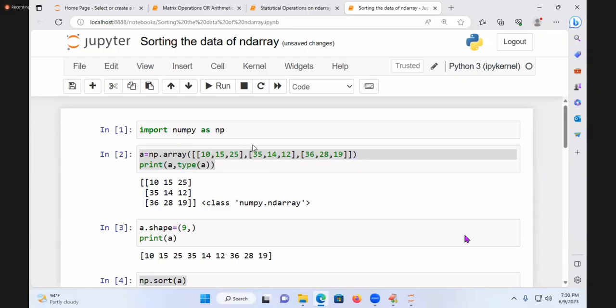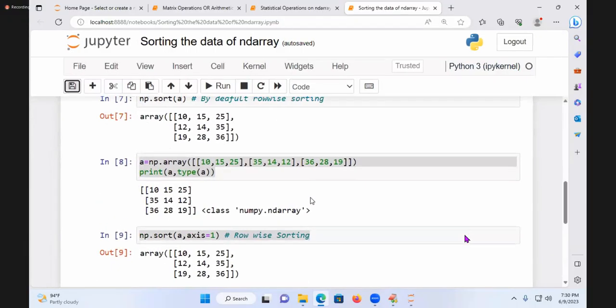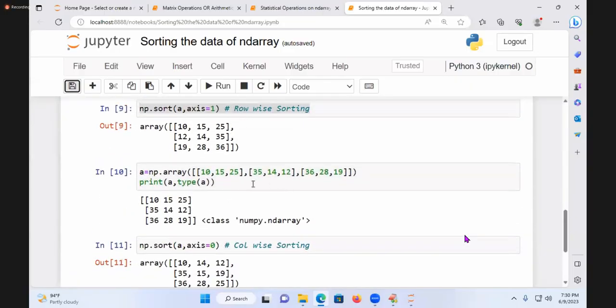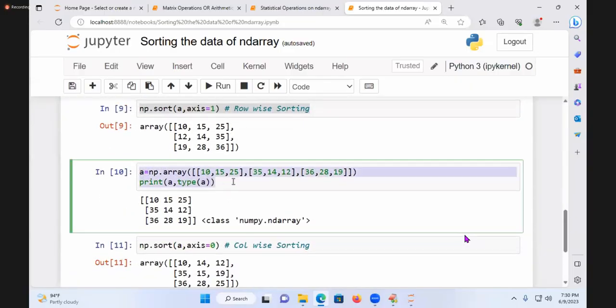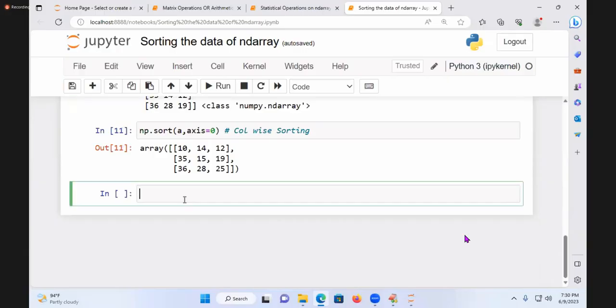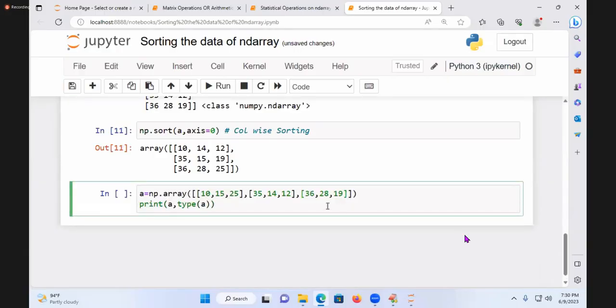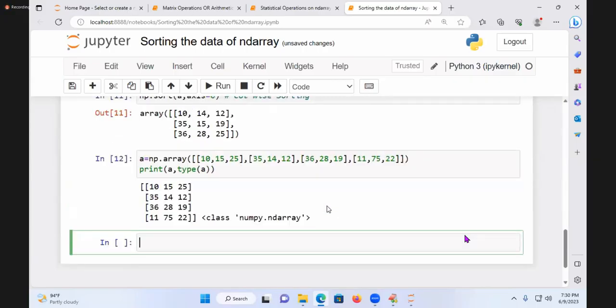Now, like that you can go for ND arrays also. You can take an ND array and sort it out. Okay now? Will you understand that? Now, to the online students: did you understand up to here? If we take any more elements, I'll take something like 11, and something like 75, and something like 22.